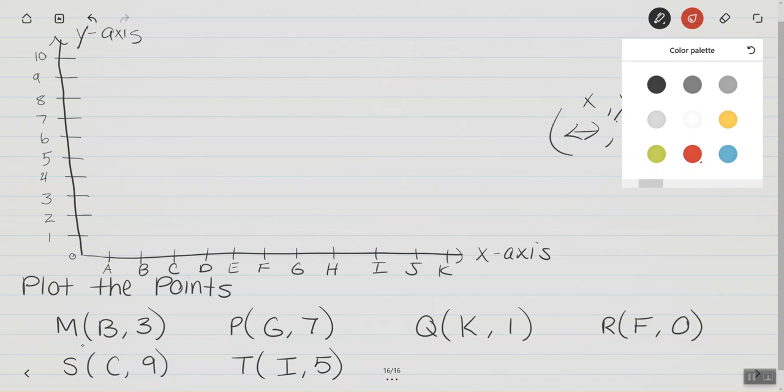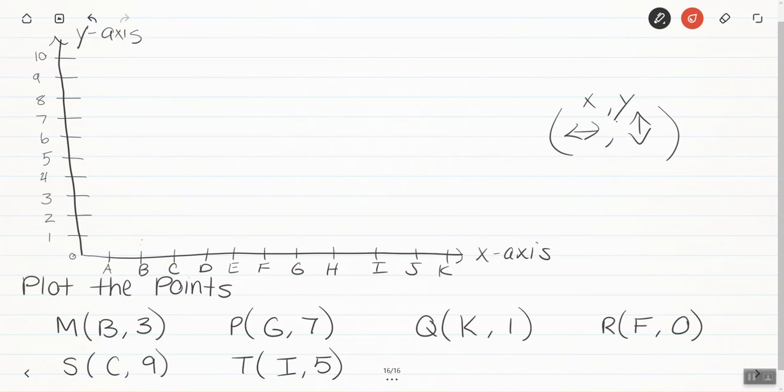So for M, I have to always start at 0. So you can see my little cursor at 0. I'm going to go over to B, and then I have to go up to 3. So I'm going to do little dots just so you can kind of track where I'm headed. And I have to stop at 3. And you can see that it intersects between the 3 and the B. And we're going to label that as point M.